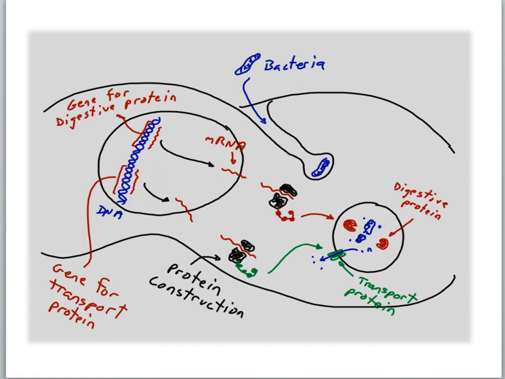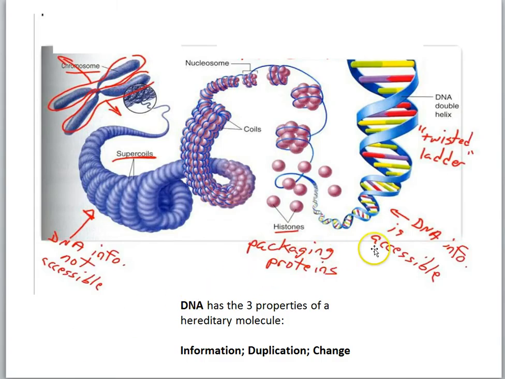Now let's return to that other diagram. We're going to make a distinction here. When the DNA molecule is unwrapped from these packaging proteins, that's precisely when the information in DNA is accessible and messenger RNA molecules can be built. On the other hand, if the DNA molecule is wrapped up around these proteins and coiled and supercoiled into this structure over here on the left, then we say the DNA information is not accessible.